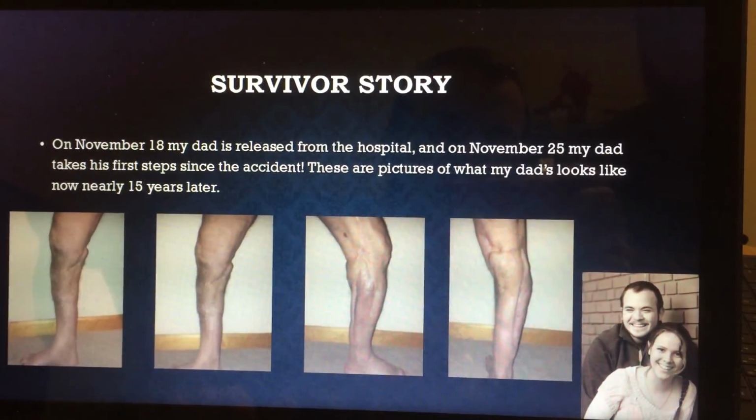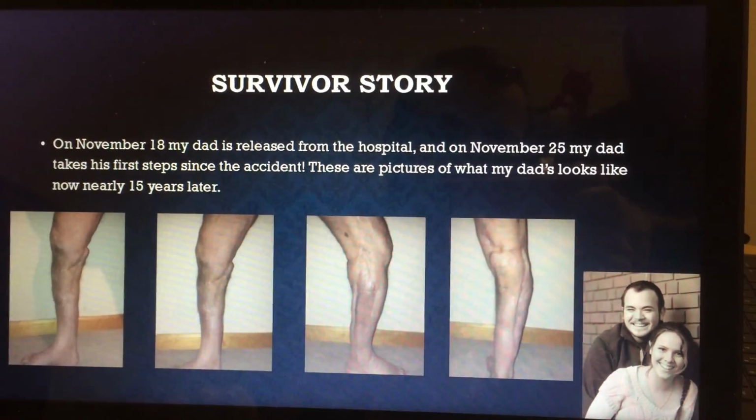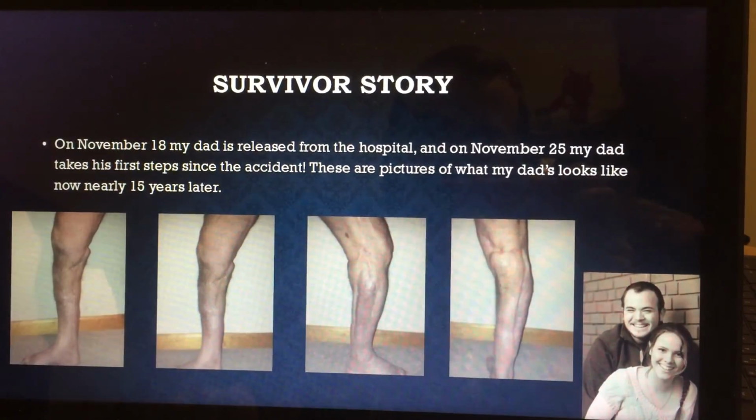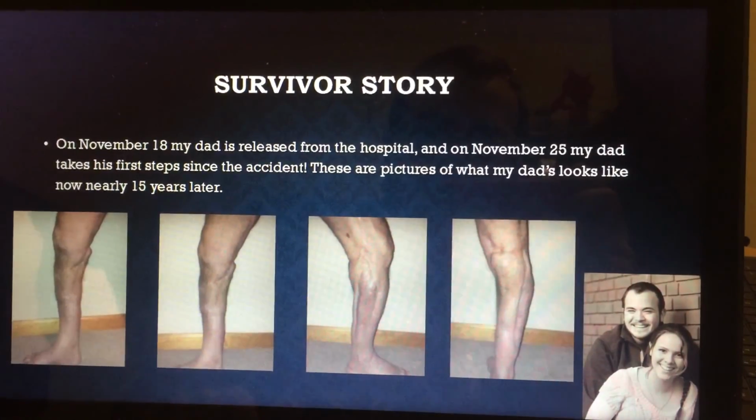Now, these are pictures of my dad's legs nearly 15 years after the accident, and you can still see the effects necrotizing fasciitis has had on his leg.